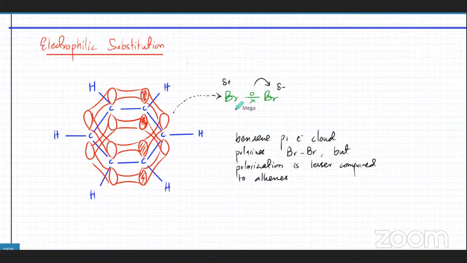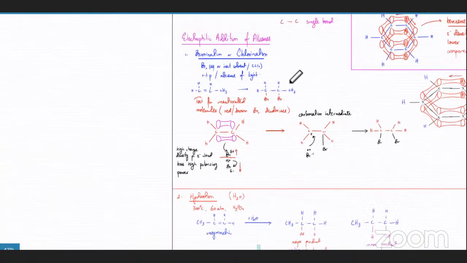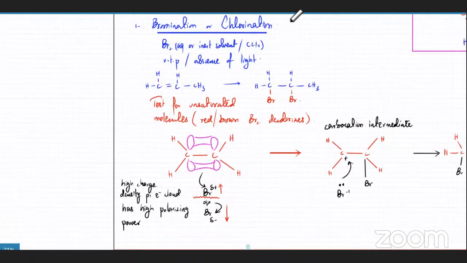So in this case, the polarization is a lot lesser. Now, in the previous case, the reaction would happen at RTP. You add bromine, you didn't even need light. Obviously you didn't need light because there was going to be a free radical substitution reaction otherwise, but it happened at RTP, room temperature. No special conditions were needed.